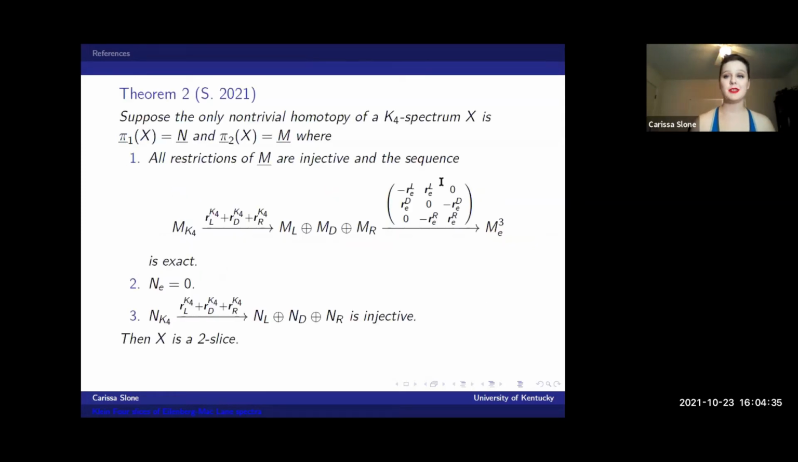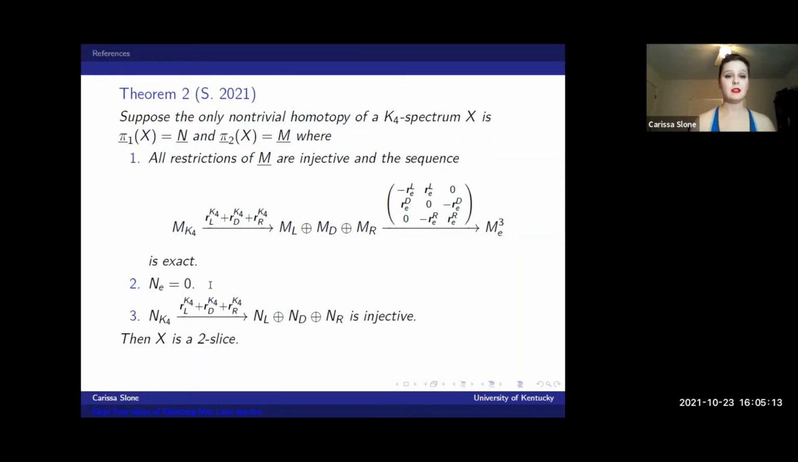Now we're ready to characterize 2 slices over Klein Four. Suppose the only non-trivial homotopy of a K4 spectrum X is pi1 of X and pi2 of X, where we have a few conditions. The restrictions of M need to be injective, and the sequence mapping from MK4 to ML plus MD plus MR via the sum of the upper restrictions, and then mapping to 3 copies of ME via the sum of this matrix involving the lower restrictions. This sequence needs to be exact.